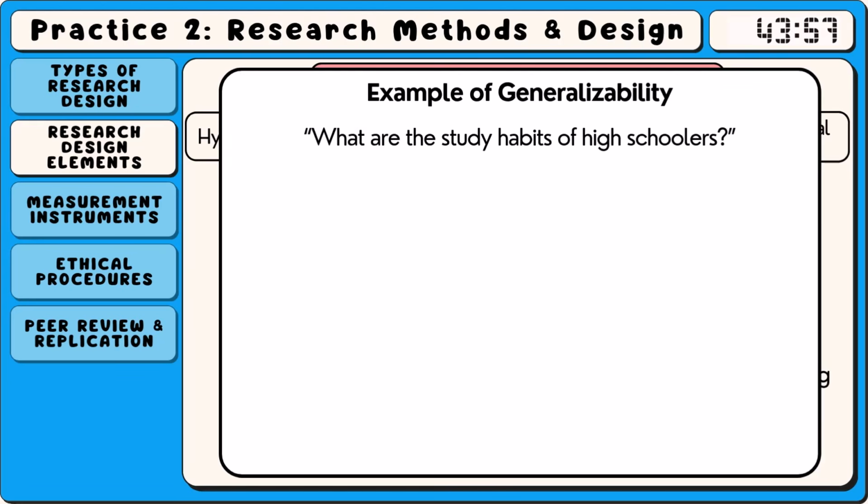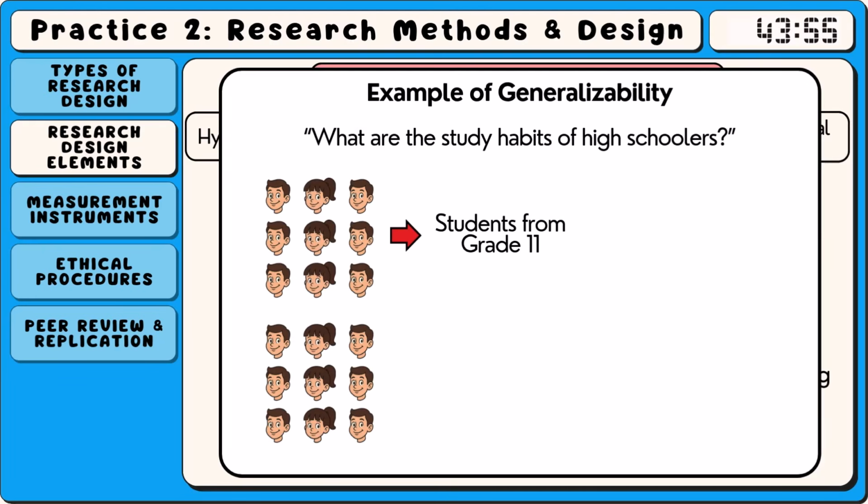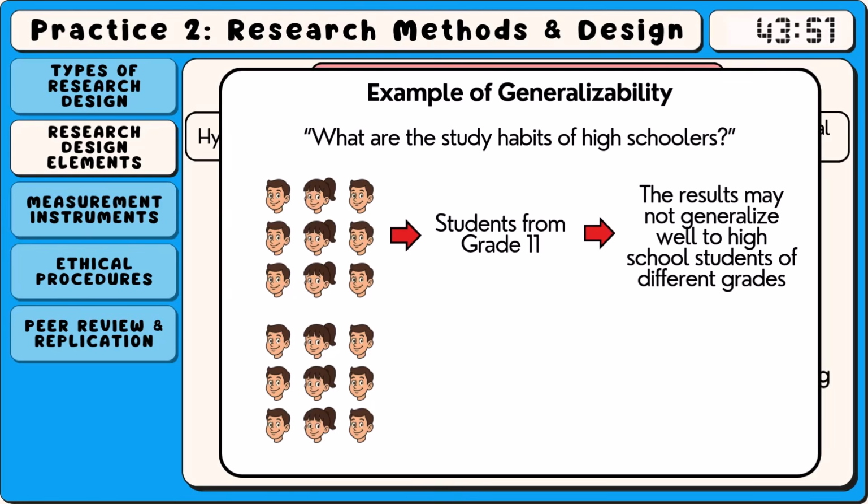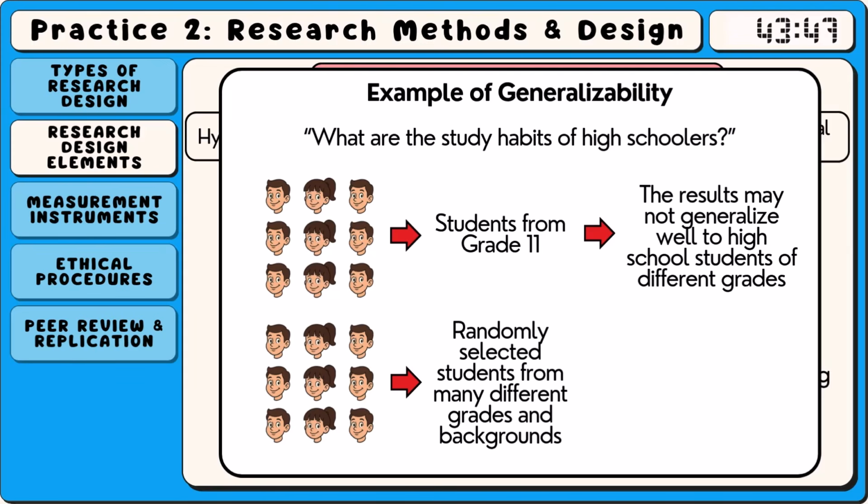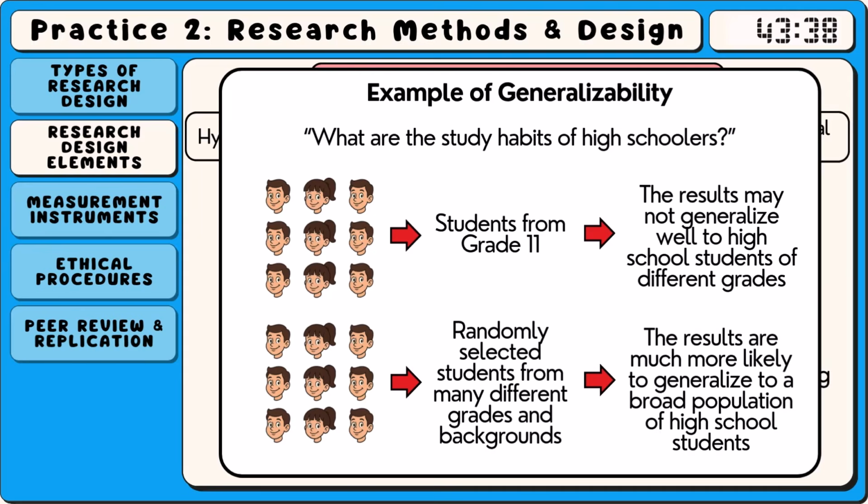For example, if a study about study habits of high schoolers only includes students from grade 11, the results may not generalize well to high school students of different grades. However, if the sample includes randomly selected students from many different grades and backgrounds, with a strong gender and ethnic mix that reflects the broader American population, then the results are much more likely to generalize.